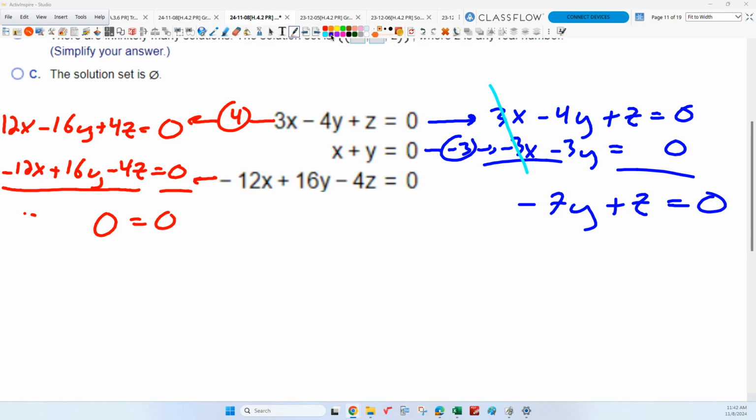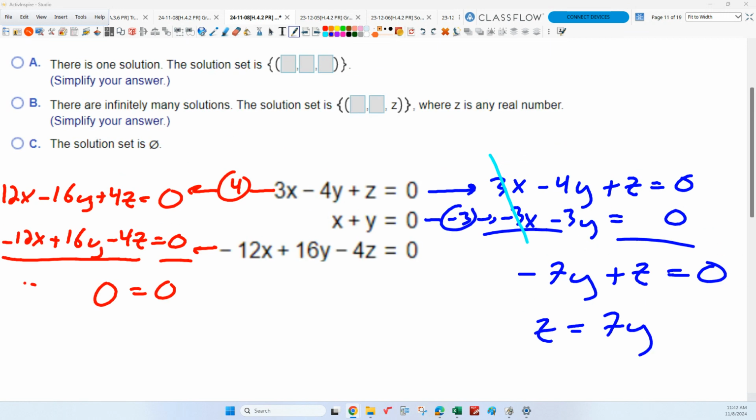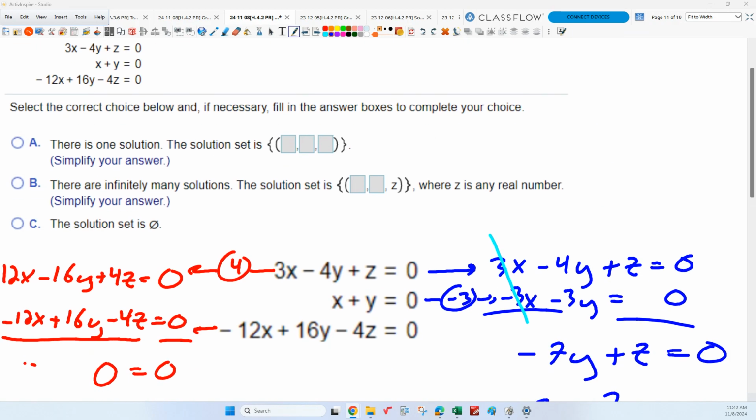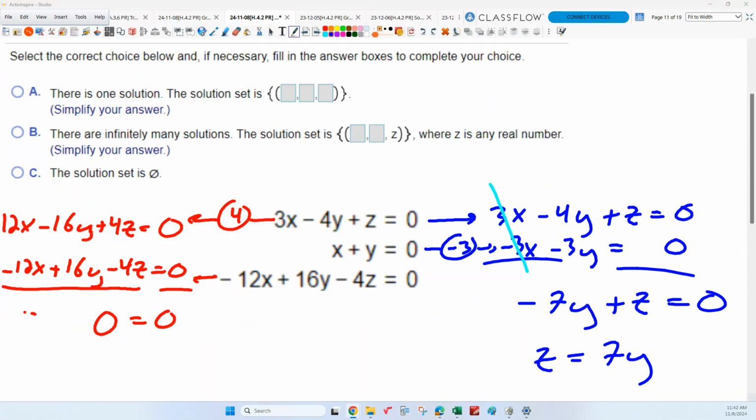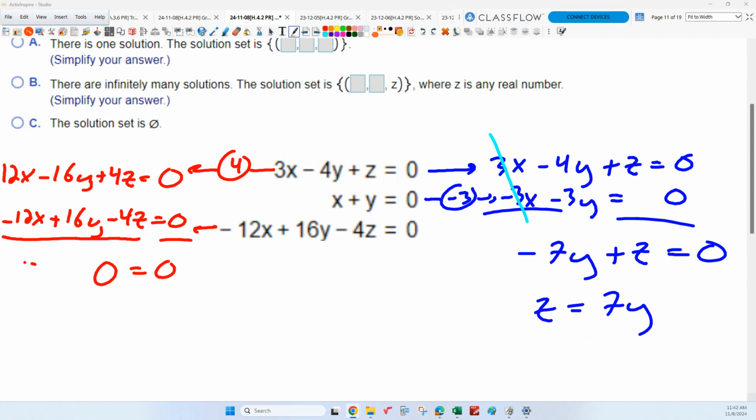That tells me that z is equal to 7y. Okay, how am I going to make sense of this? So what do you think the right answer is then? A, B, or C? I say B. It's going to be B, isn't it? Yeah. Right? Because I did not get a single ordered triple, but I also didn't get an untrue statement, right? I didn't get a false statement. So it definitely is B.